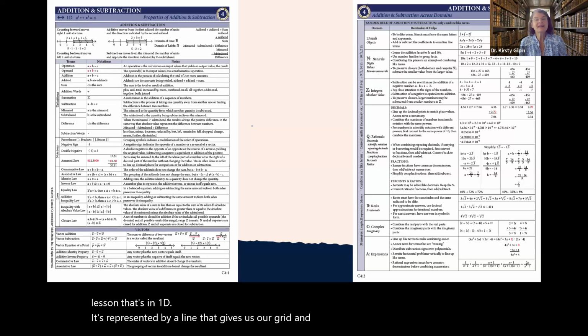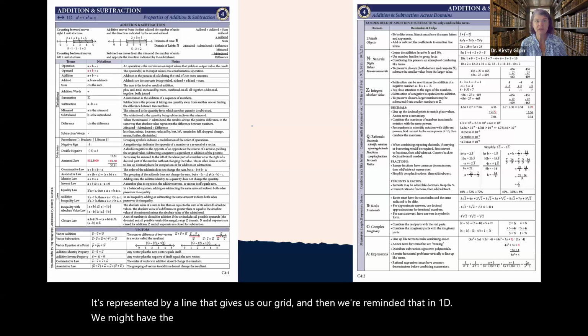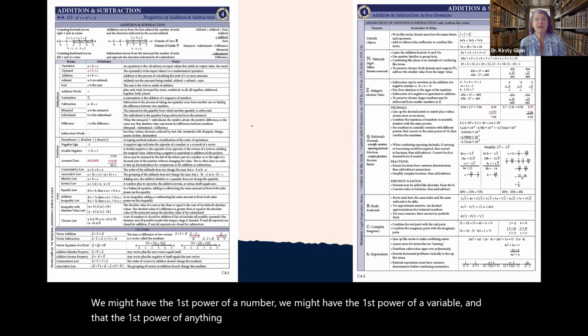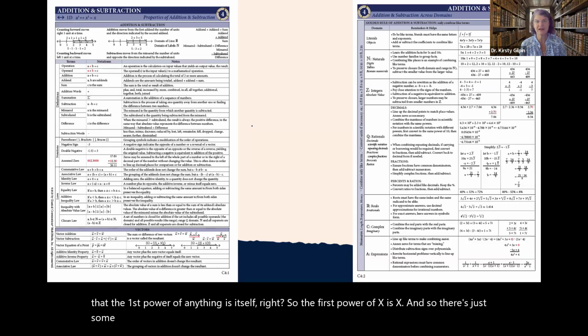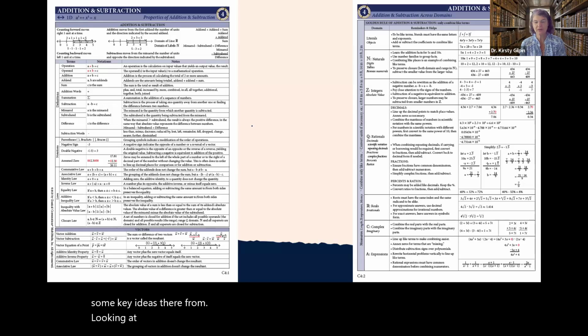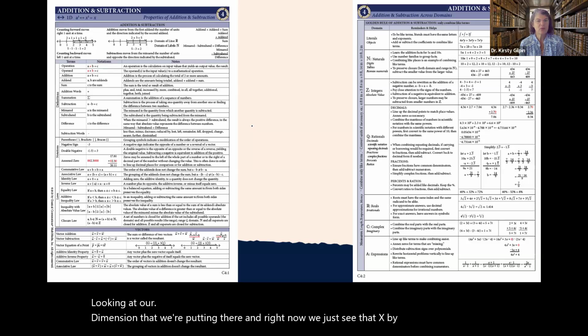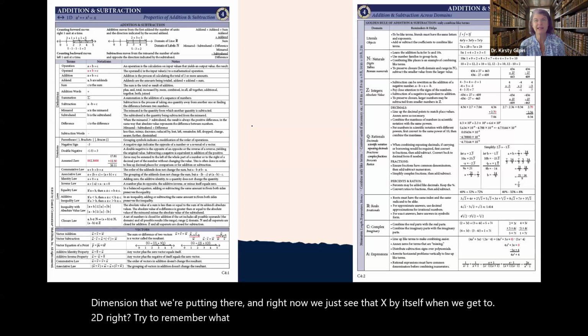And then we're reminded that in 1D, we might have the first power of a number. We might have the first power of a variable, and that the first power of anything is itself. So the first power of X is X. And so there are some key ideas there from looking at our dimension that we're putting there. And right now we just see that X by itself. When we get to 2D, try to remember what you saw here in 1D, and we'll come back in 2D and we'll see how that changes.